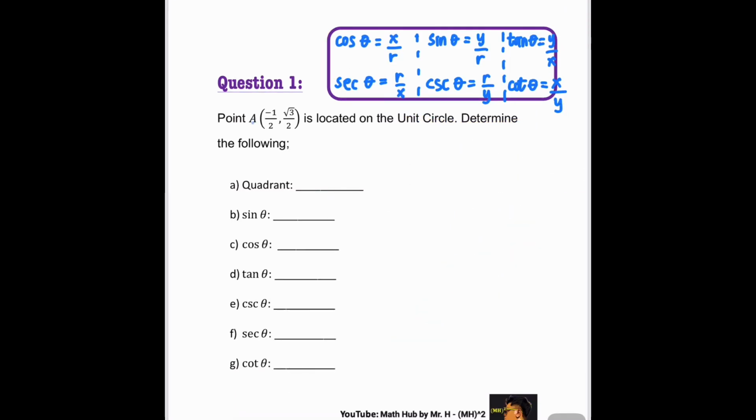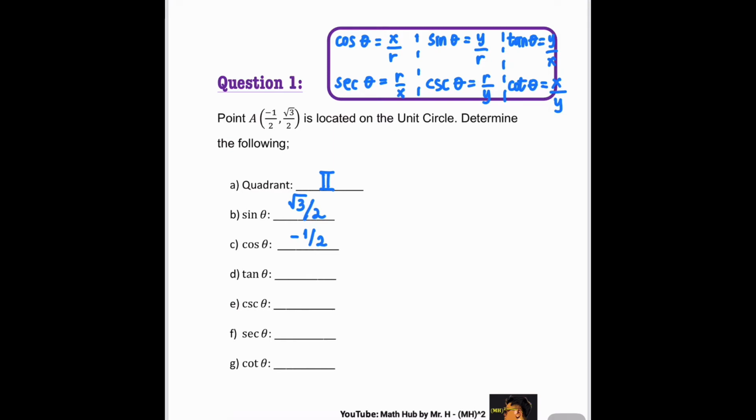In which quadrant is this point A located? You can tell by looking at the signs. Since the x coordinate here is negative and the y coordinate is positive, point A is in quadrant 2. For sine theta, sine theta is the y, so just take this value: square root of 3 divided by 2. And for cosine theta, we just take the x coordinate, which is -1/2.